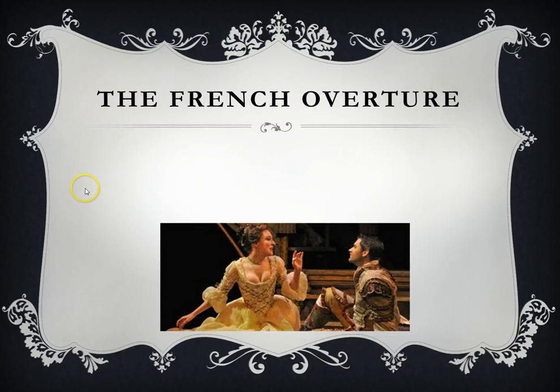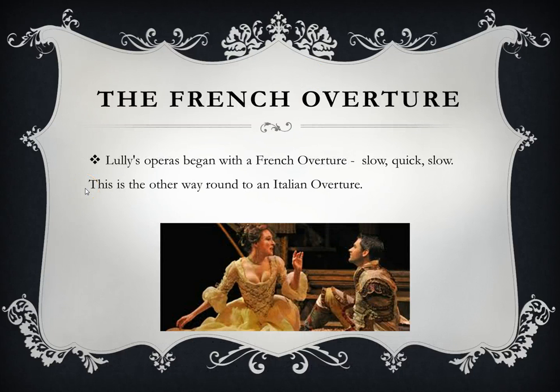The French overture, on the other hand, was opposite to the Italian. Lully's operas began with the French overture, which went slow, quick, slow, which is the opposite to the Italian overture, which went quick, slow, quick.